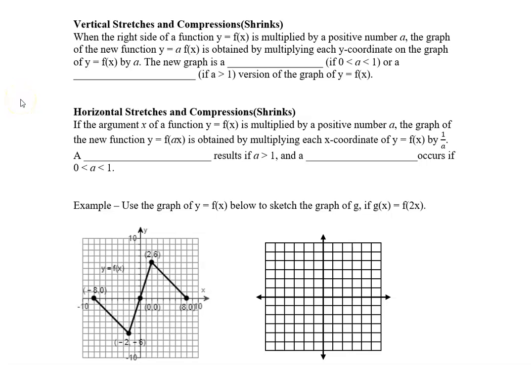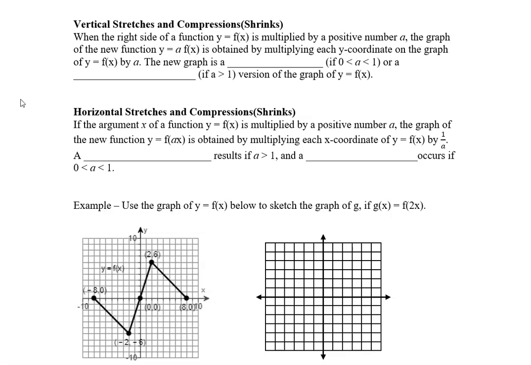The last transformations that we're going to work with are the vertical and horizontal stretches and compressions, also known as stretches and shrinks. Let's look at the formal definitions of each, and then again we'll talk about more of a working definition. How do we decide what we're going to do and how it's going to affect the graph?